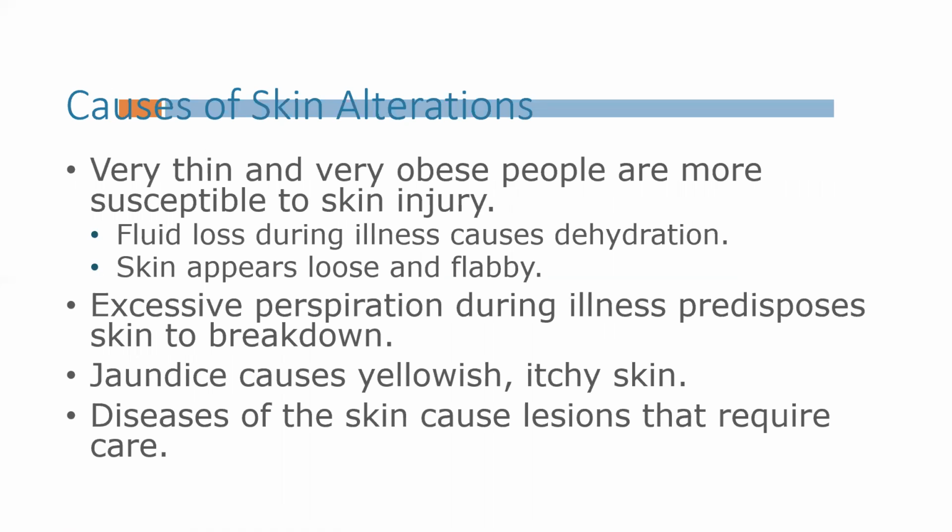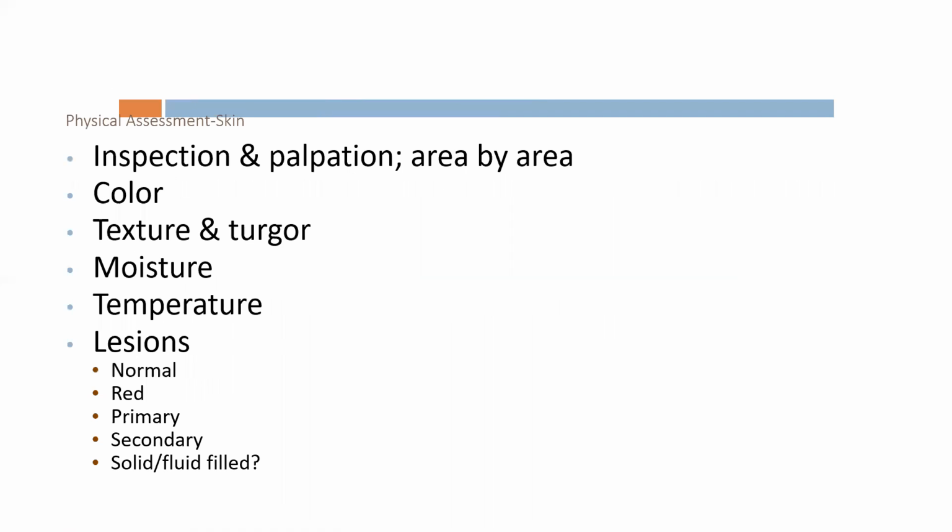And then skin, just reflecting back on our skin and how that is the first line of defense. We're going to inspect and palpate first. We're going to look at our color, our texture and turgor. We're looking at moisture. Remember, we talked about melanoma, the different signs and symptoms. So that A, B, C, D, and E.